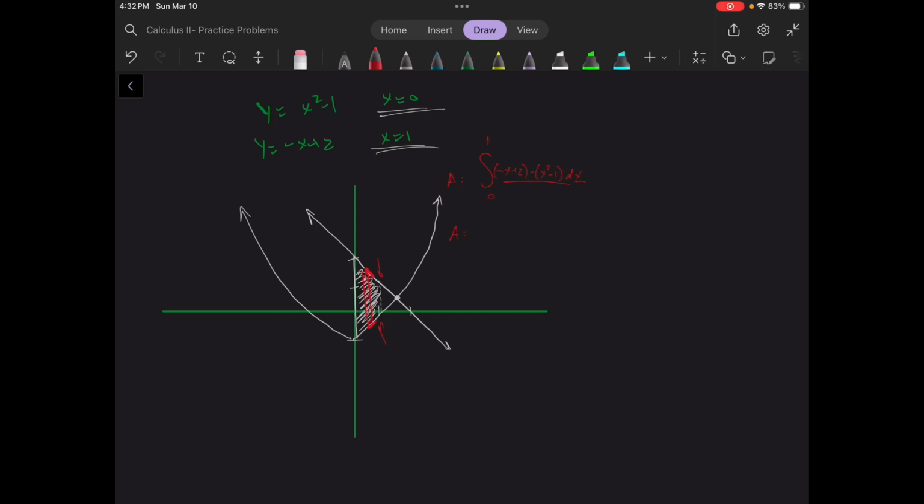So let's see, this really is the integral from 0 to 1 of negative x squared minus x. We have a plus 1 and a plus 2, that makes a plus 3, dx. So at this point, you can either solve the integral with your calculator or do it by hand if your professor doesn't allow that. This one won't be too bad to do by hand.